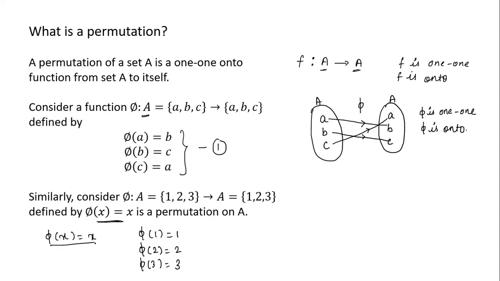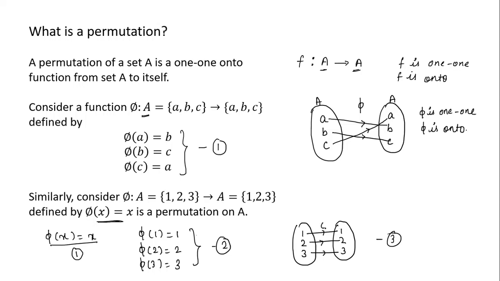So this is one way to define the function. The second way was this, and the third way is using the diagram 1, 2, 3 and 1, 2, 3, where they are mapped to themselves. So this is the third way to define the function phi. This is what a permutation is, basically a 1-1 onto function from a set to itself.